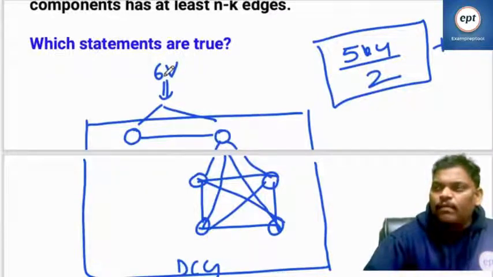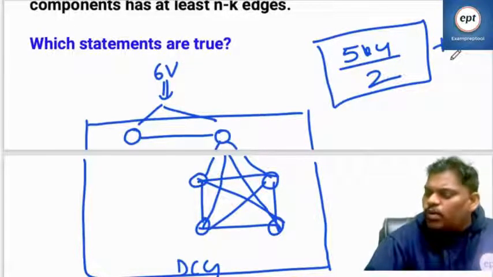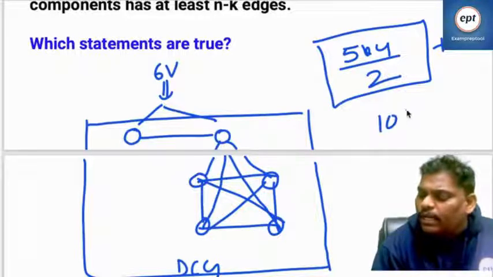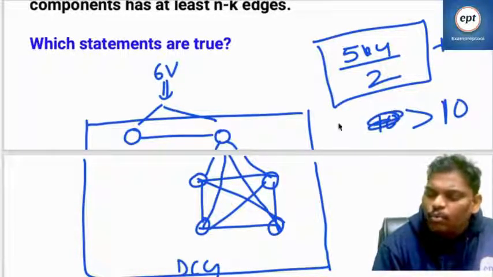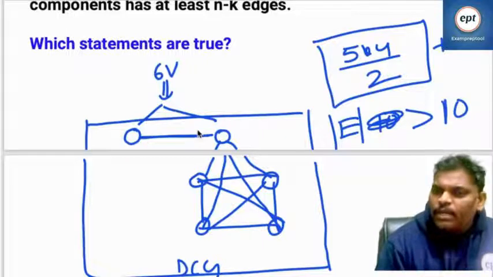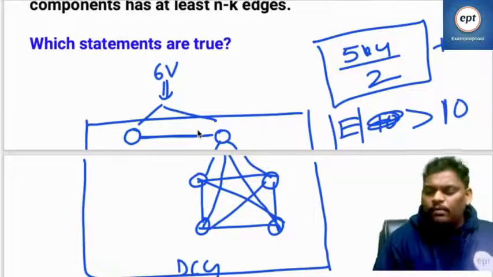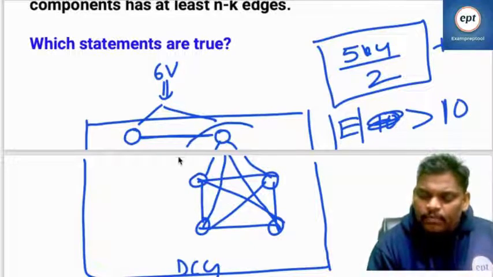For a 6 vertex graph which is disconnected, the maximum number of edges is 10. If I take more than 10 edges, it is compulsorily connected. Will you agree or not? Compulsorily connected. This is giving 10.